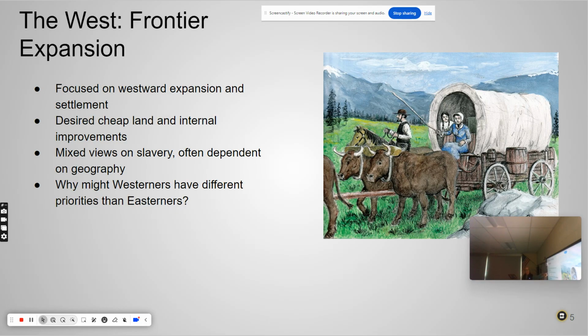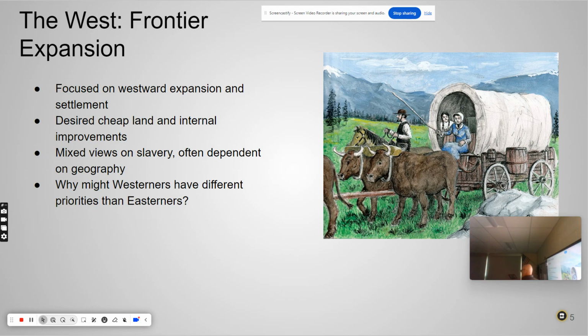Now, the West involved cheap land and internal improvements. They needed cheap land and internal improvements to connect that to the rest of the country. Clay, we said, was a Kentuckian. Clay wants to make land cheap for people to move west, and he wants to be able to connect the West to both the North and the South. There's going to be mixed views on slavery. It's going to be often dependent upon geography, depending on what part of the West you are moving to.